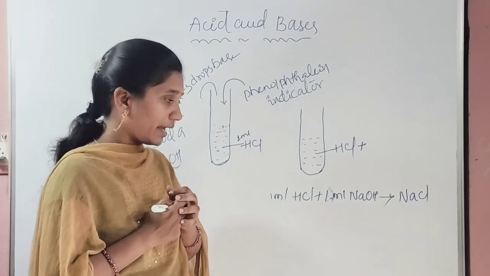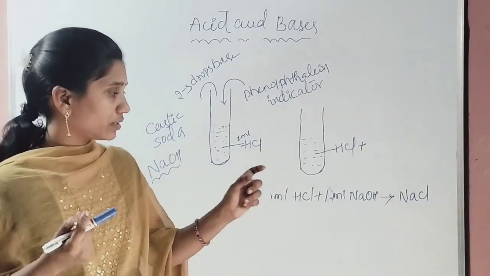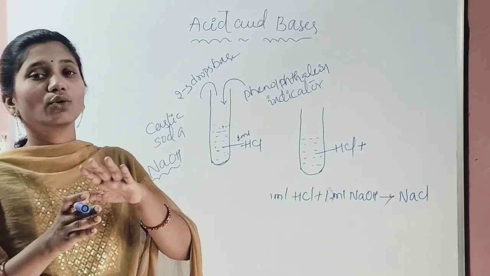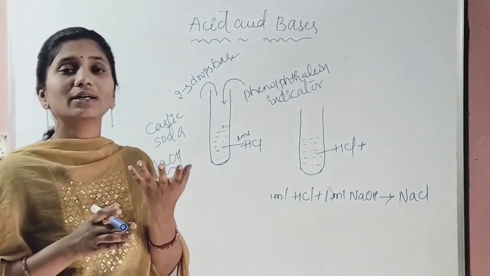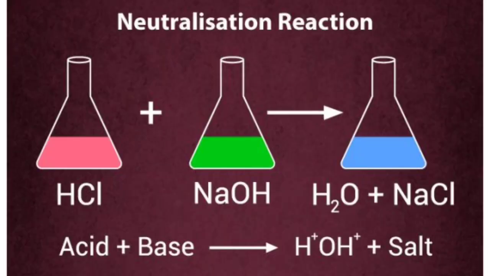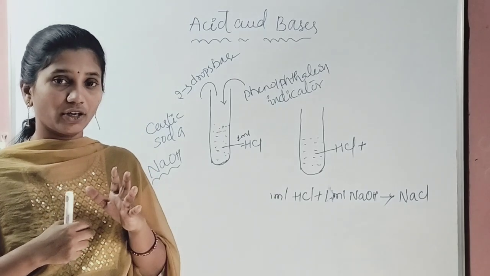If you use any litmus paper on that particular solution, you don't observe any color change in the litmus paper, because we have already discussed that neutral solutions don't show any color or affect indicators. Neutral solution doesn't affect indicators. Only acidic and basic solutions have an effect on the indicators, which you should keep in mind. Okay?